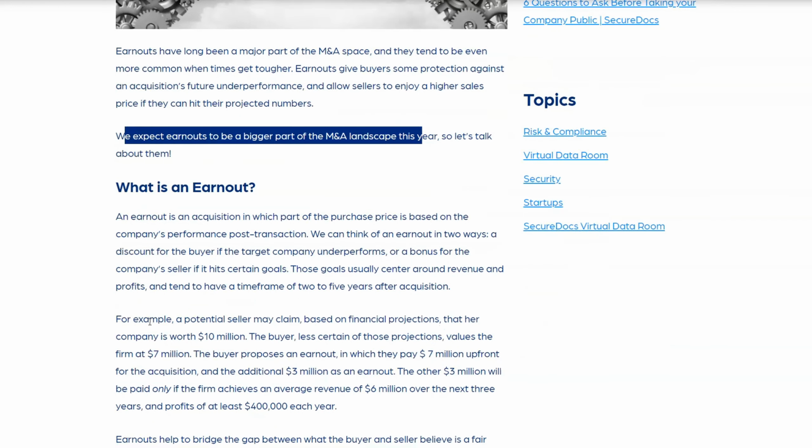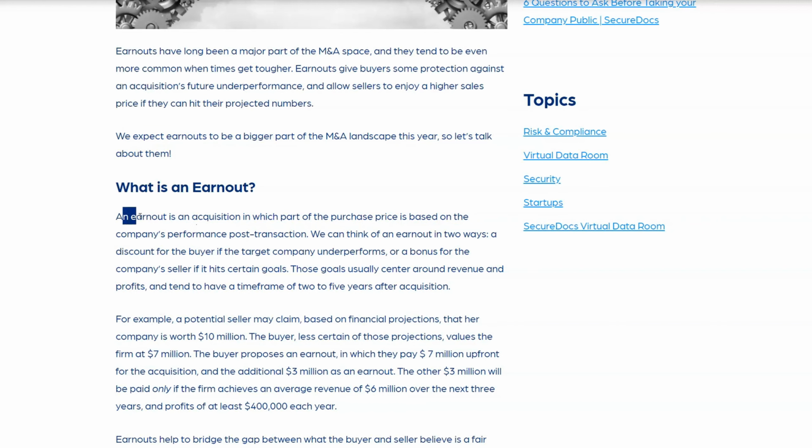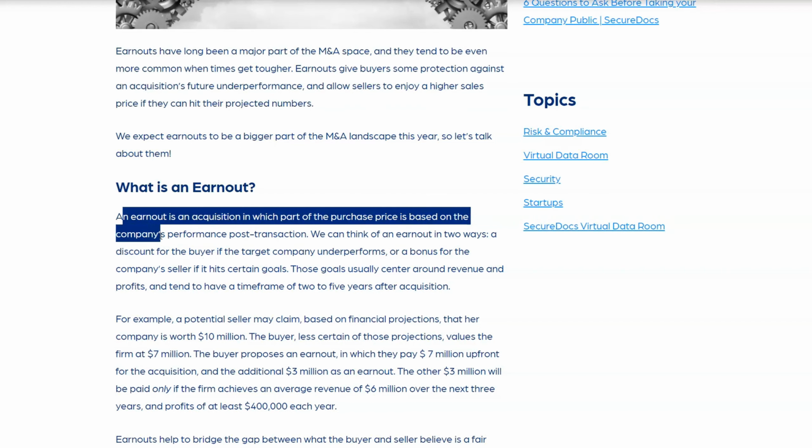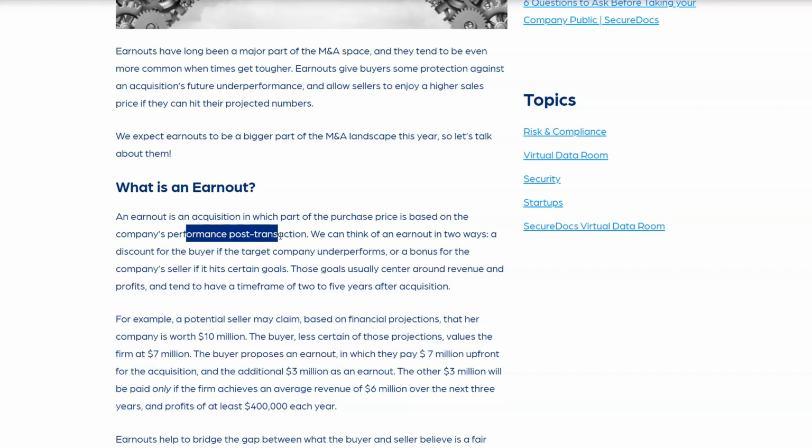What is an earnout? An earnout is an arrangement in which a part of the purchase price is based on the company's performance post transaction. We can think of earnouts in two ways: as a discount for the buyer if the target underperforms.